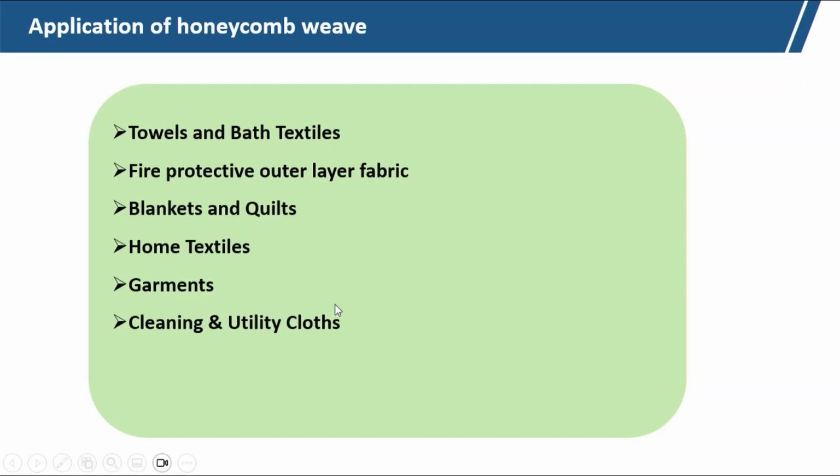Cleaning and utility cloth, honeycomb is definitely used because it is highly absorbent, due to the loose structure and shell type structure, the water absorbency will be high. And luxurious fabrics, different types of fashion clothing or luxury fabrics, we can use this honeycomb weave.